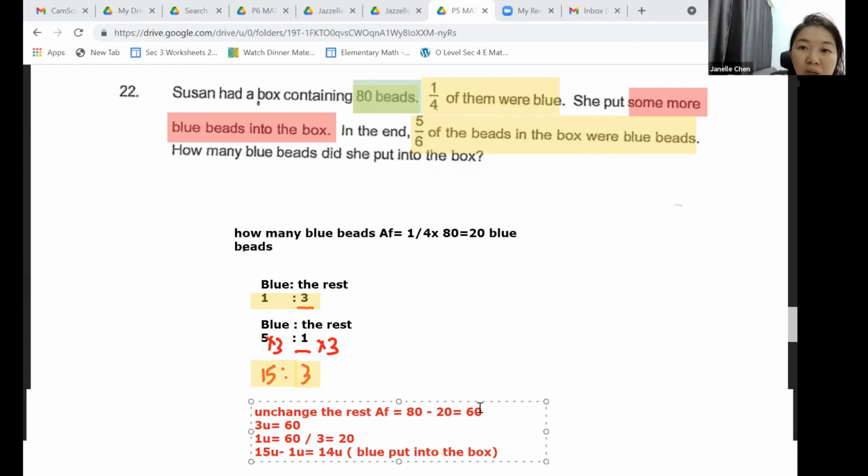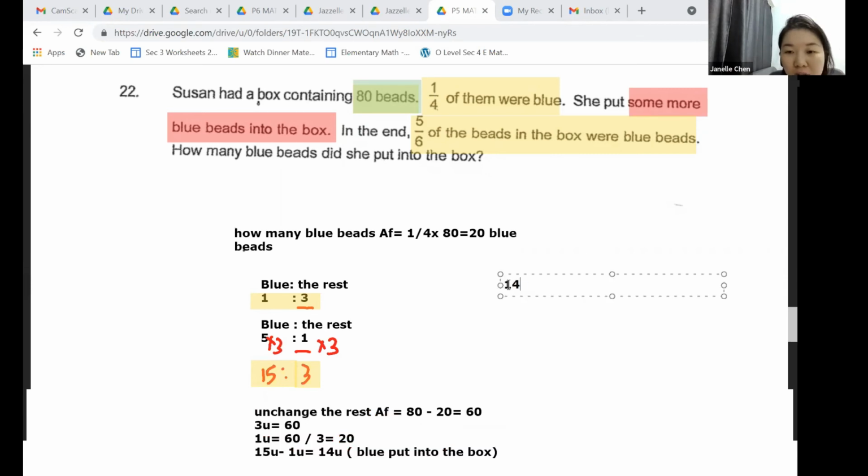So with that in mind, we can easily go on and solve the rest. Since we have 14 units, we are taking 14 and multiplying by 20, because just now we already found that 1 unit is equal to 20. My answer is 280. So I hope that this actually helped you all to understand the question better. So please practice more and do more of this kind of question, because fraction is one of the quite important questions that you encounter during the PSLE exam.